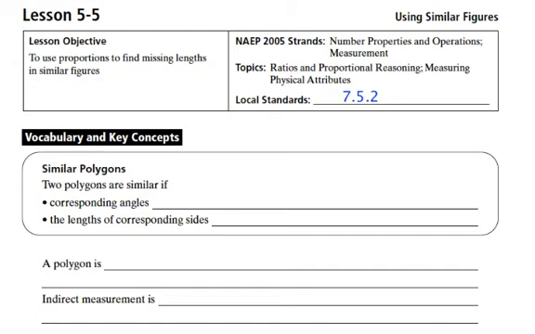Today's lesson is on using similar figures. We're going to use proportions to find missing lengths in similar figures. The Indiana Academic Standard is 7.5.2.